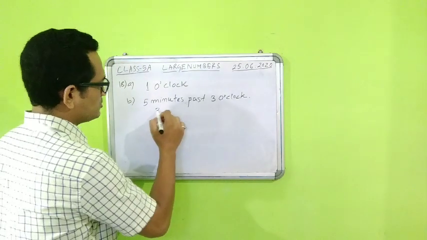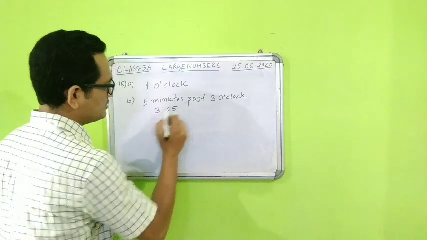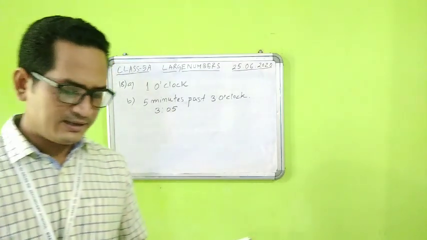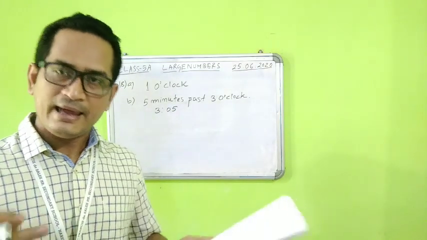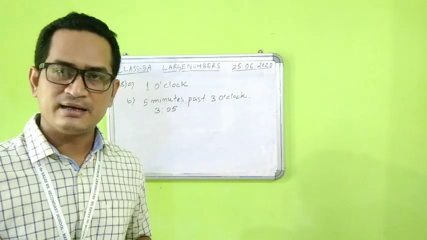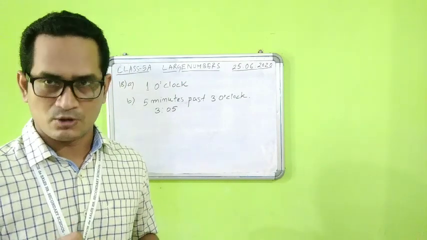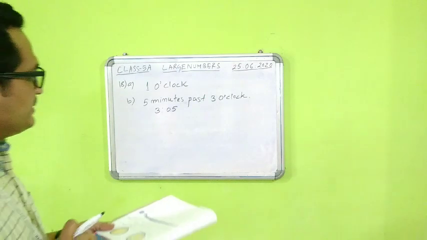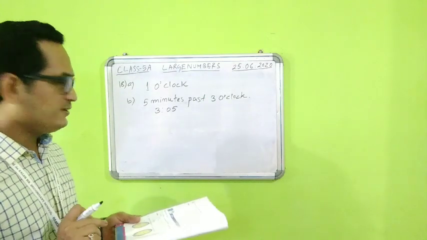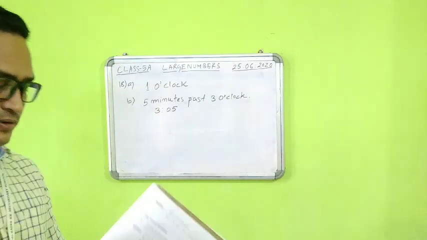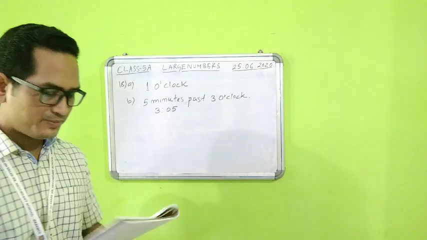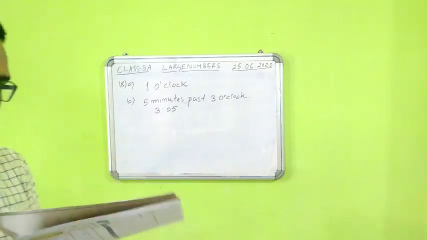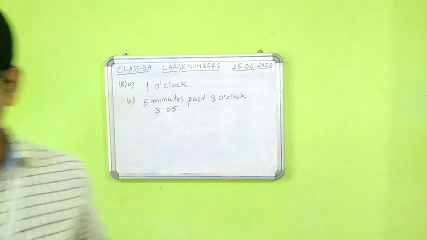Or we can also write it like this, 3:05. Anyone will be correct. AM or PM there is no need to write, because we cannot say AM and PM by looking at the clock. Fine. So that is 5 minutes past 3 o'clock or 3:05. That is question number 18, so please note it down. Now let us go for question number 19, that is a long answer question. Let us go ahead with that.